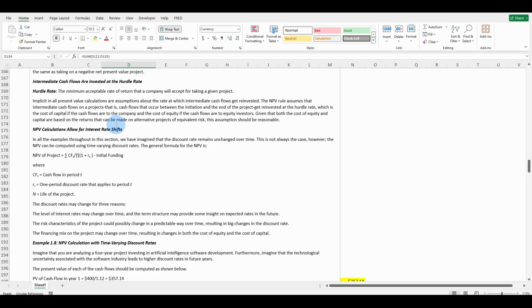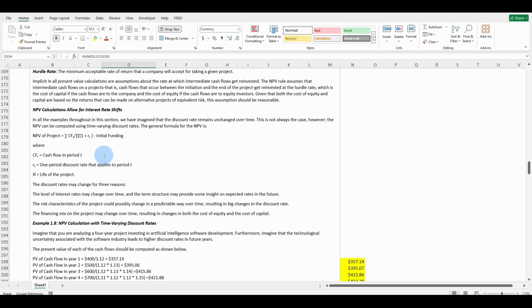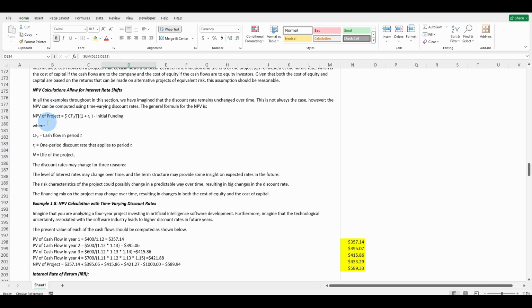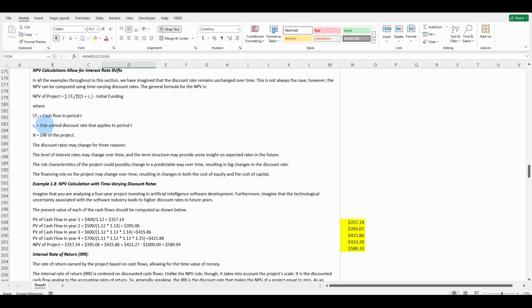Net present value calculations allow for interest rate shifts. In all the examples throughout this section, we have imagined that the discount rate remains unchanged over time. This is not always the case. However, the net present value can be computed using a time-varying discount rate. The general rule for the net present value is: net present value of project equals the summation over t of CF_t divided by the product of (1 plus r_t), minus initial funding, where CF_t is the cash flow in period t, r_t is the one-period discount rate that applies to period t, and N is the life of the project.